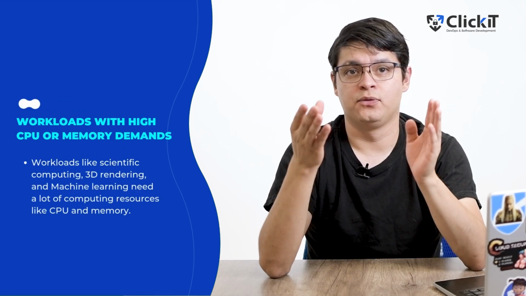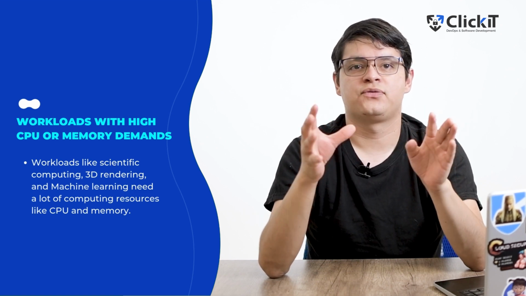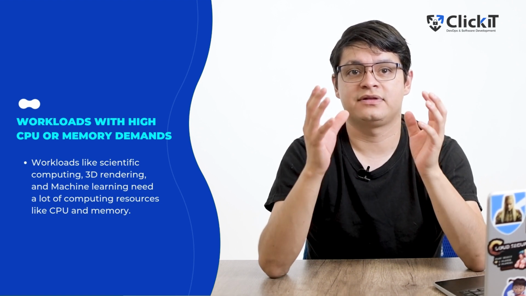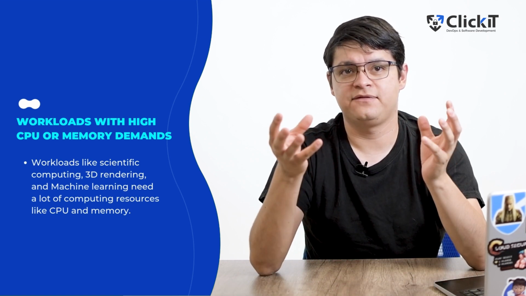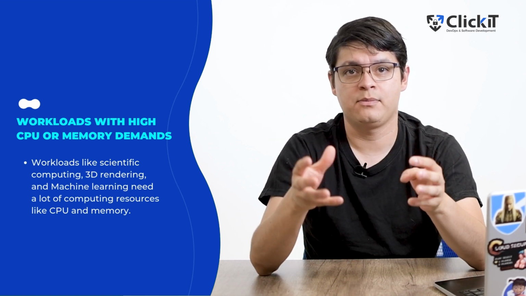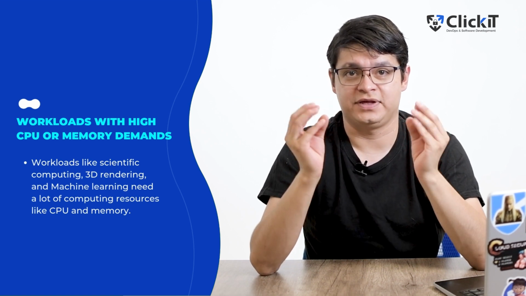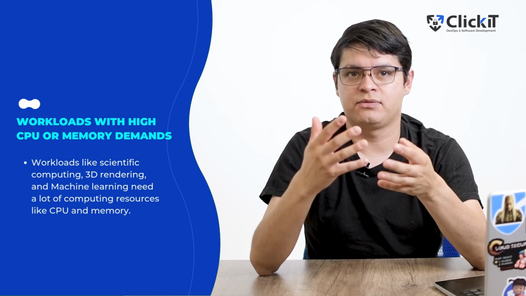Workloads with high CPU or memory demands. Workloads like scientific computing, 3D rendering, and machine learning need a lot of computing resources like CPU and memory. By using VMs, you can set aside specific amounts of processing power and memory for each virtual machine. This can help ensure that these resource-intensive applications receive the resources they need without affecting the rest of the system.